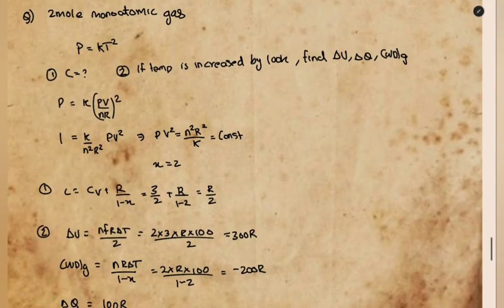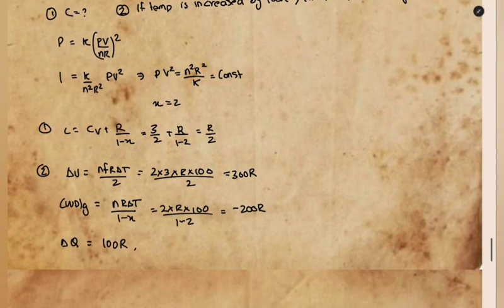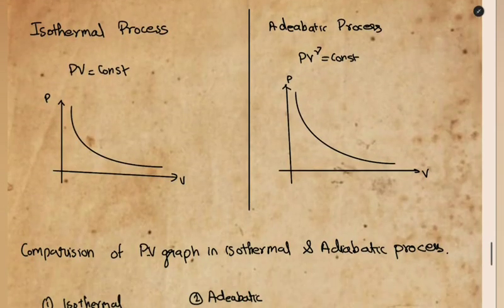What about this? 2 moles of monoatomic gas, P is equal to kT square. If the temperature increases by 10, everything is given. I think it's the same formula-based question, and it's easy.